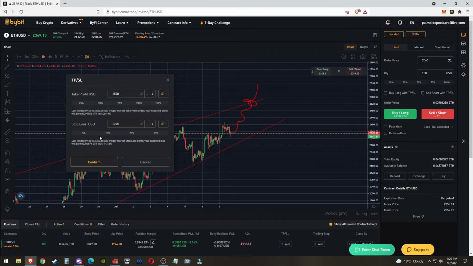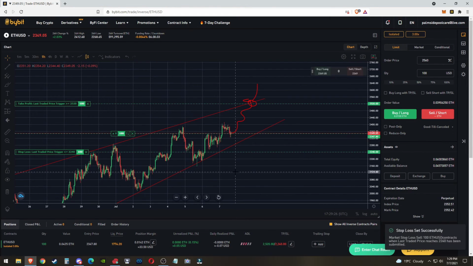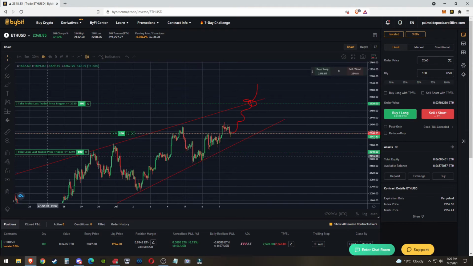And again, you could put these percentages in, but I don't like to do that. So it's much easier just putting it out. Now, what's really nice about Bybit is they do these take profit and stop loss triggers here. So this is right where your trigger is, and it gives you the number, basically the price of where this is going to trigger.